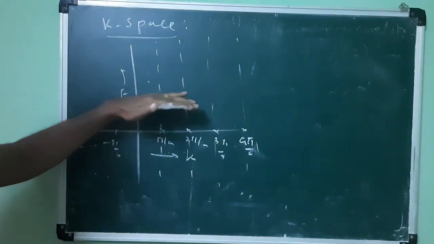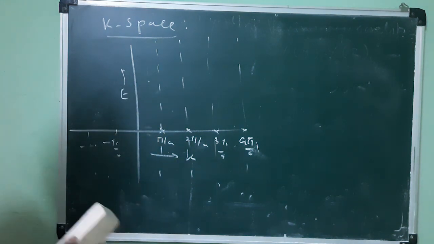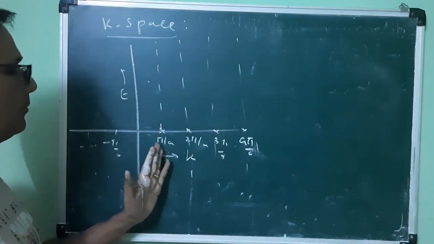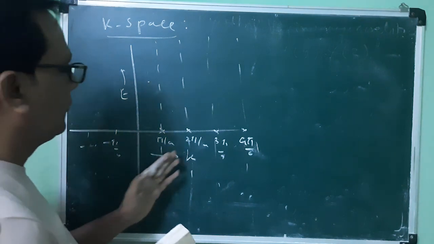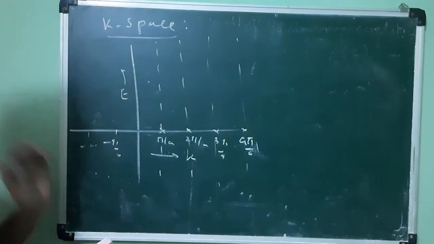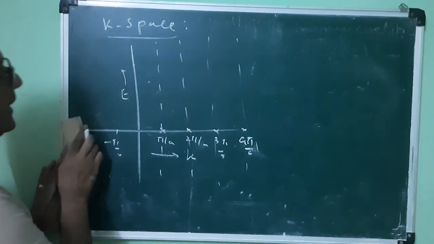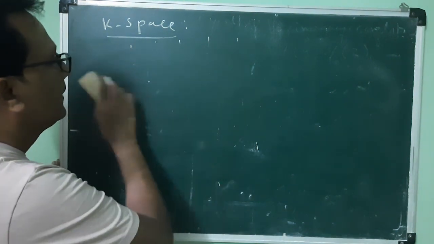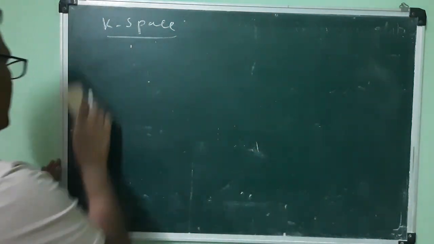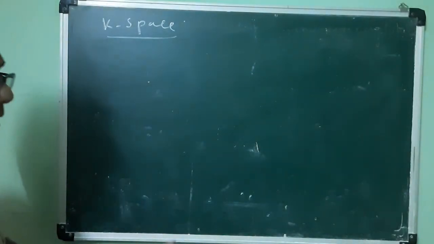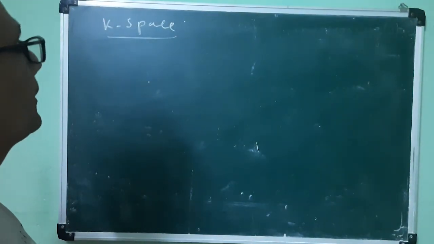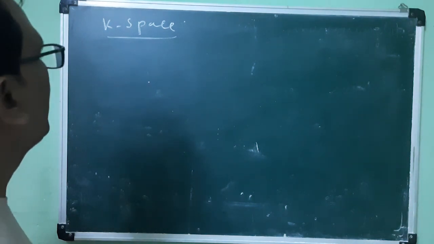So when we consider the two-dimensional, three-dimensional case, then we will have this pi by b in the y direction, pi by c, 2 pi by c in the z direction. So we have this k space, the concept of k space, and what is the need of this k space, we will discuss in separate lectures when we talk about the concept of band diagram, formation of band diagram, and the E-k plot.